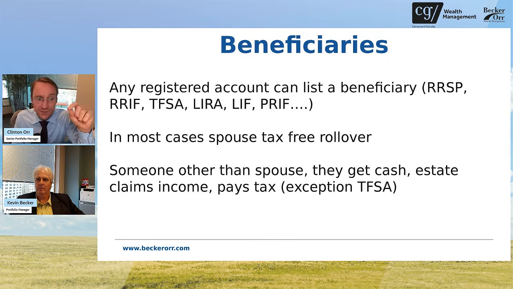The spouse is an easy one. You list your spouse as beneficiary. That's a tongue twister right there. It goes directly to the spouse tax-free. In most cases, that's simple. You list your partner, your spouse, and it'll go directly to them without many tax complications.